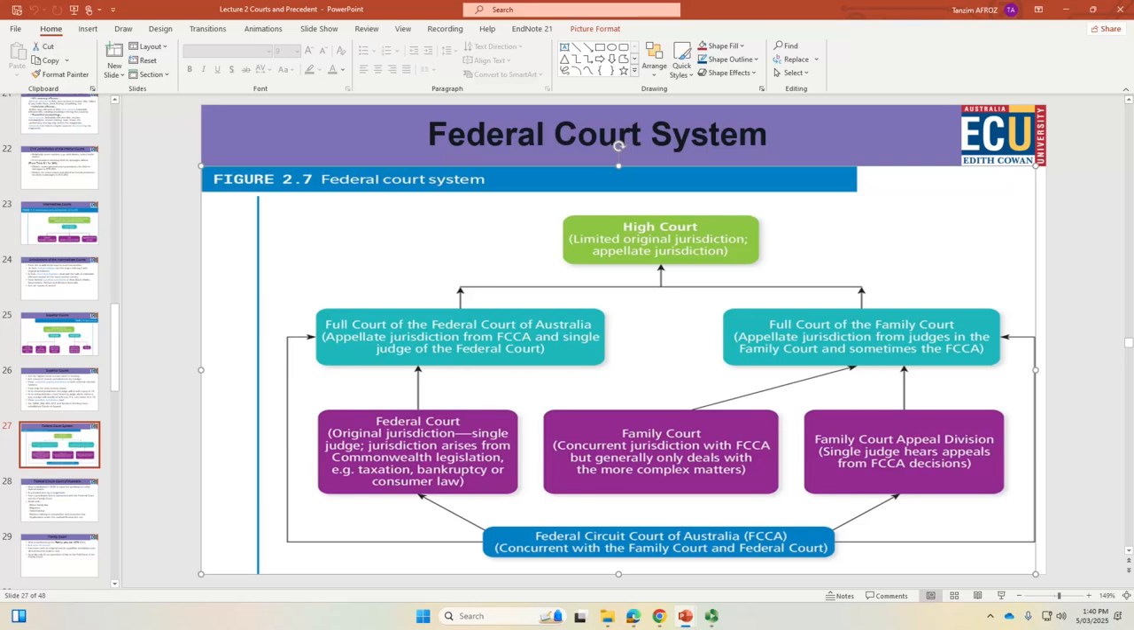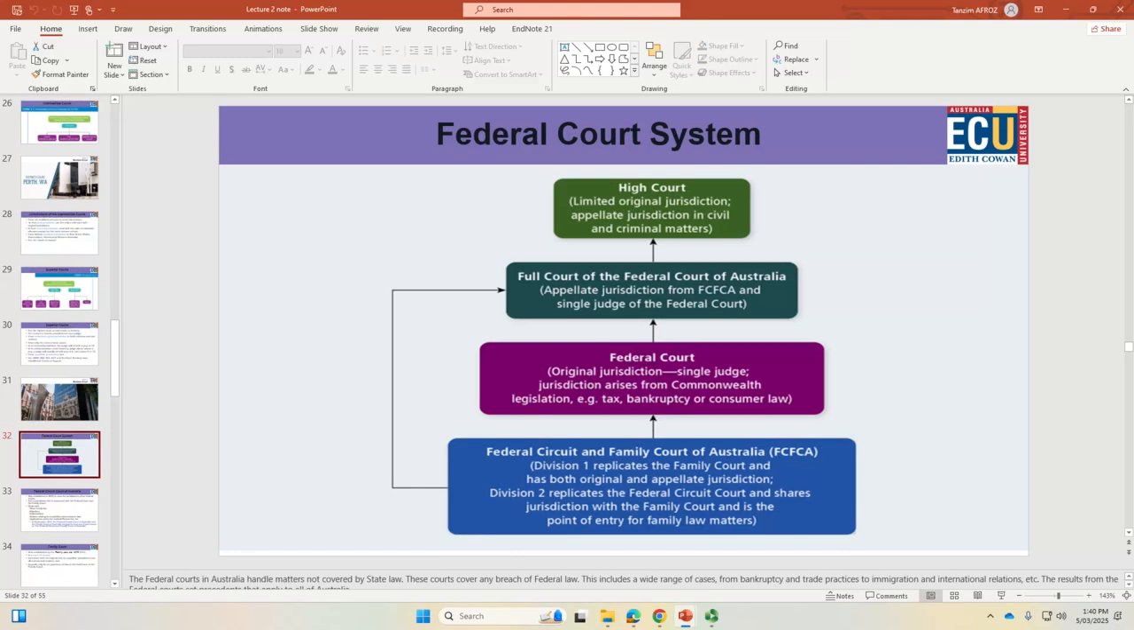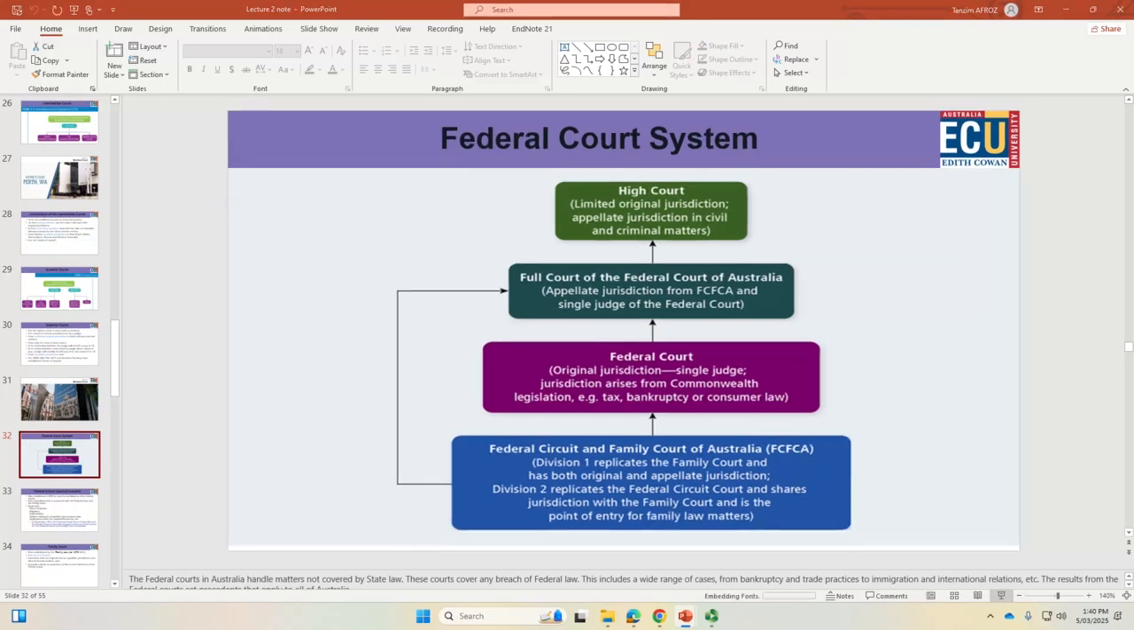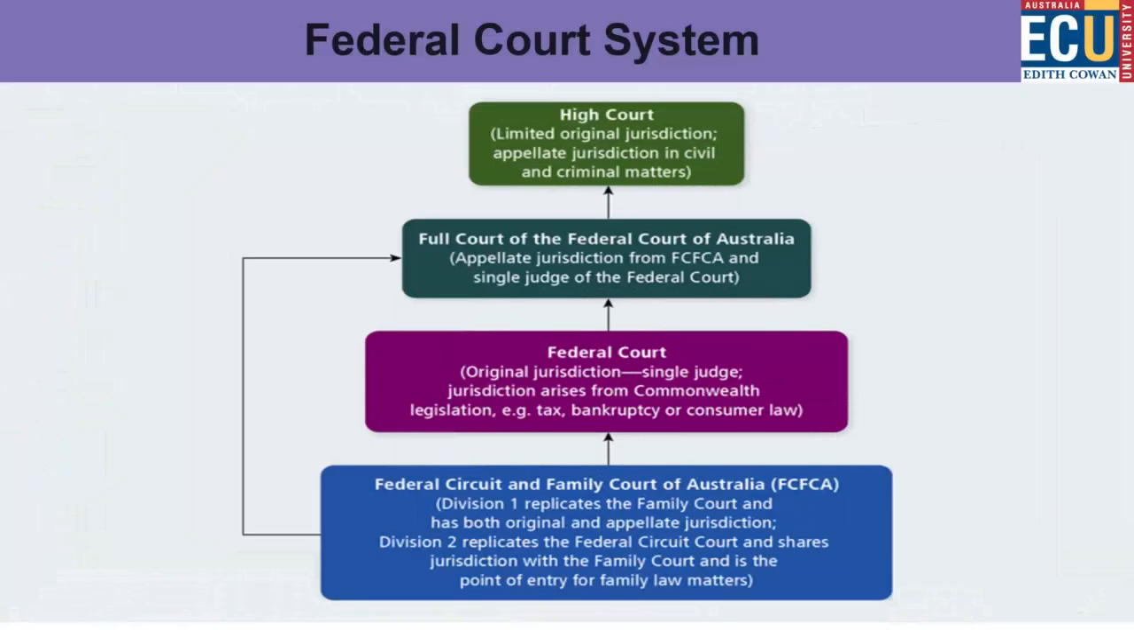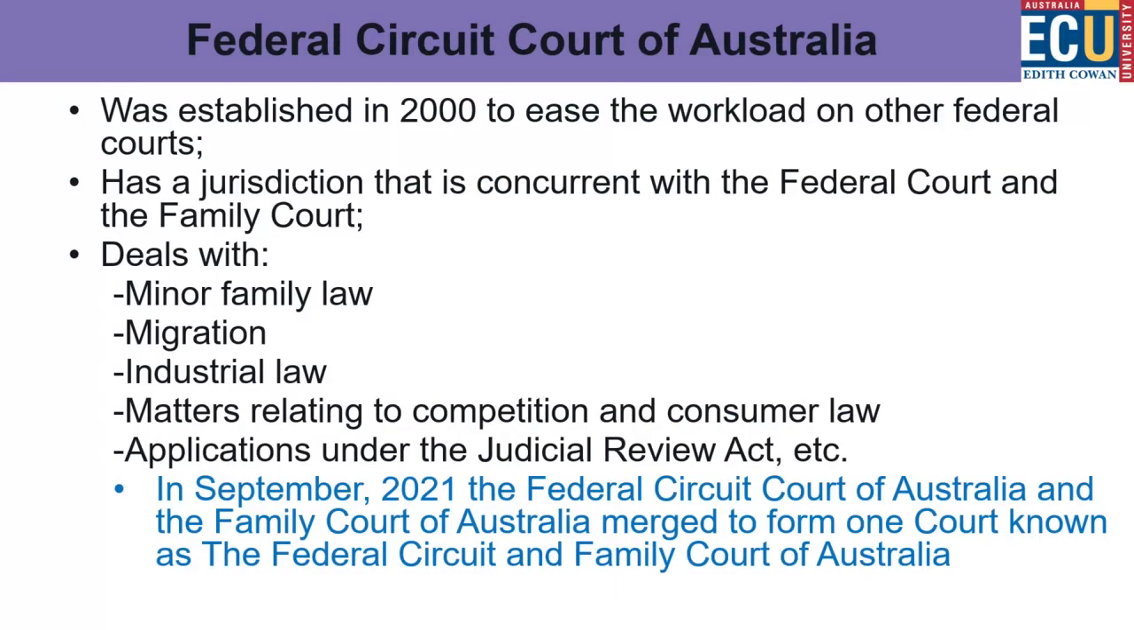Okay, so let's go through the federal court system, and I will explain each of these 3 federal courts one by one. So first, let's start with the Federal Circuit Court, as it was known before 2021. In the year 2000, the Australian Commonwealth established this federal court, known as the Federal Circuit Court of Australia. Now, after 2021, we do not call it the Federal Circuit Court of Australia. We have merged it with the Family Court, right?